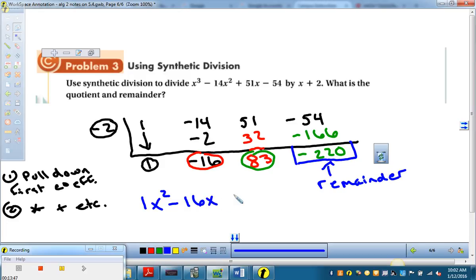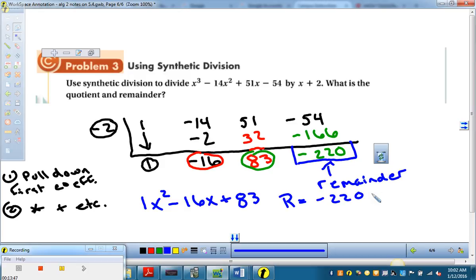minus 16x plus, careful, 83, with a remainder of negative 220. Easy enough. And that's it.